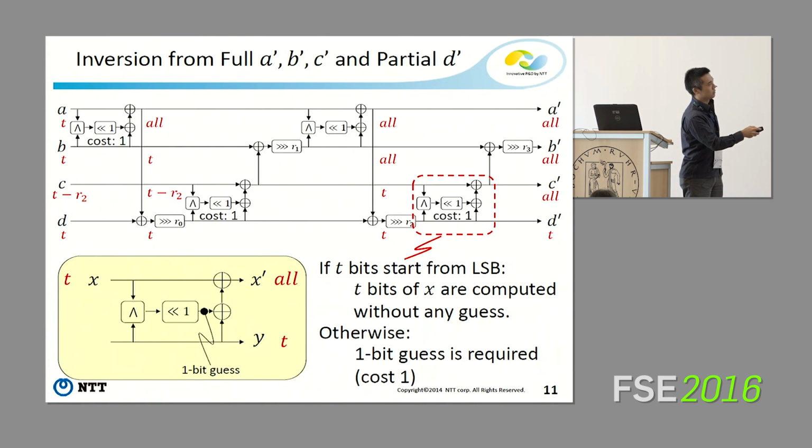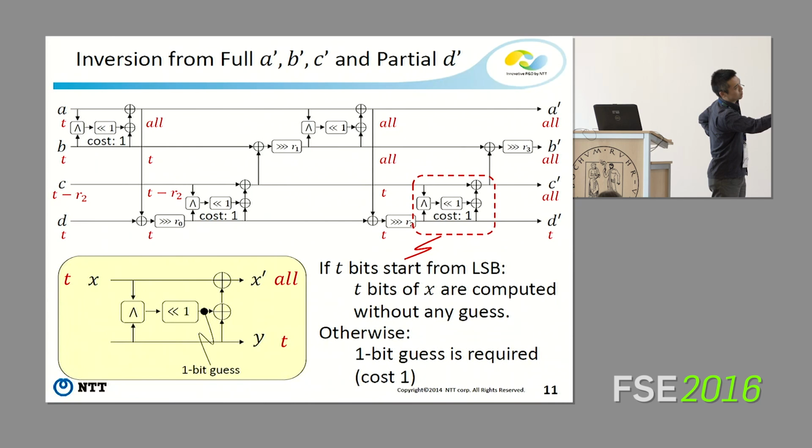So you can get the LSB of this state, then it gives you the LSB of x, and this can be iterated up to t bits. So t bits of x can be recovered. And if the t bits start from the middle, you can't get the LSB, but you can still guess this 1 bit. And according to the guess, you can recover the other t bits. So by just paying the cost of a 1-bit guess, you can still recover the t bits. Okay, so at this stage, the known bit positions of t and t are the same.